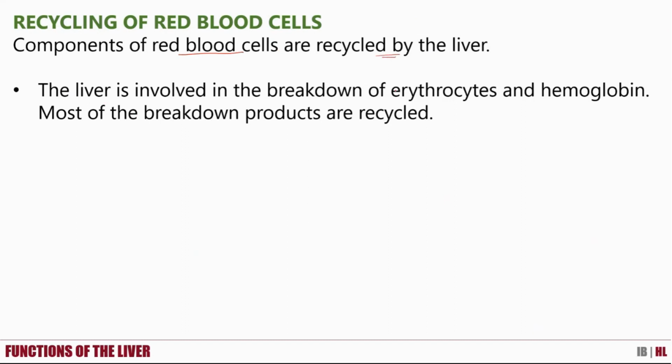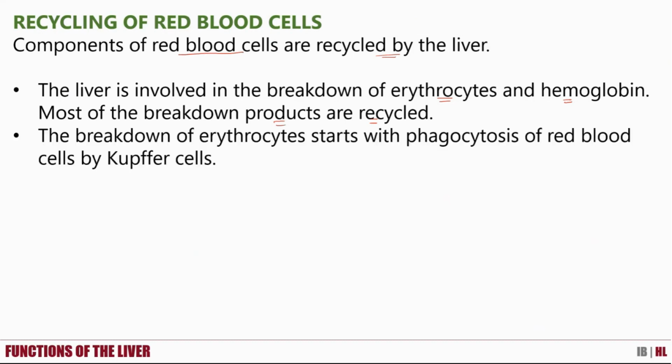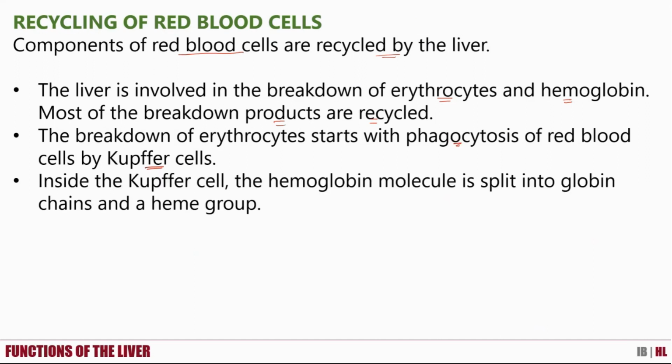So the liver is involved in the breakdown of RBCs and hemoglobin. After the breakdown, most of the products are recycled. Recycle means they can be used again by the body, while some of the components are removed from the body through excretion. Okay, clear? Now, these old or damaged RBCs are destroyed by which cells in the liver? I told you, some liver cells, Kupffer cells, right? Kupffer cells undergo phagocytosis of your RBCs.